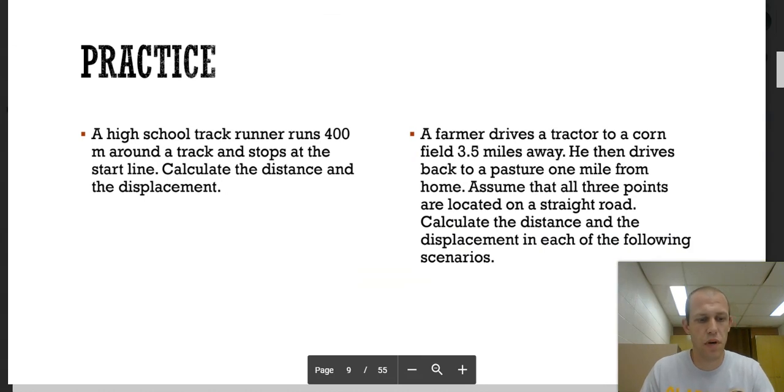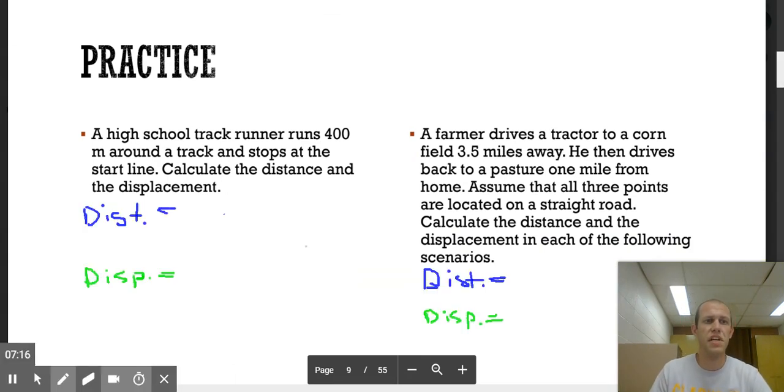So let's look at some practice problems. All right, in our first example, a high school track runner runs 400 meters around a track and stops at the starting line. Calculate the distance and the displacement. So distance is how many steps you took. So that's 400 meters. Displacement is how far you are from your initial starting point. Well, if he starts at the finish line, or he finishes at the start line, then he isn't any further from where he started. So the displacement is 0 meters.